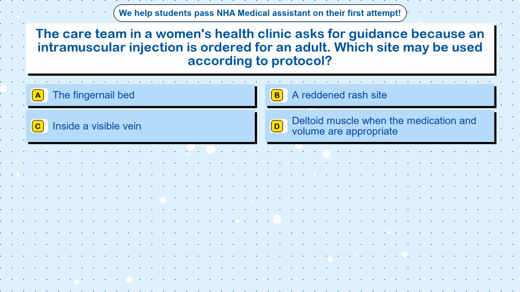Question 87. The care team in a women's health clinic asks for guidance because an intramuscular injection is ordered for an adult. Which site may be used according to protocol? Option A. The fingernail bed. Option B. A reddened rash site. Option C. Inside a visible vein. Option D. Deltoid muscle when the medication and volume are appropriate.